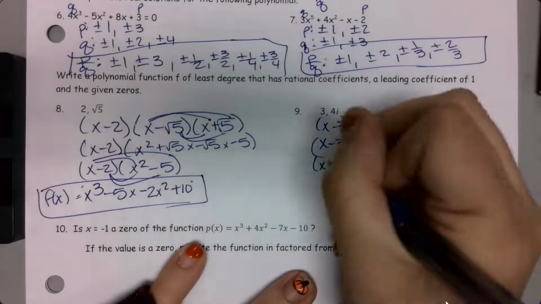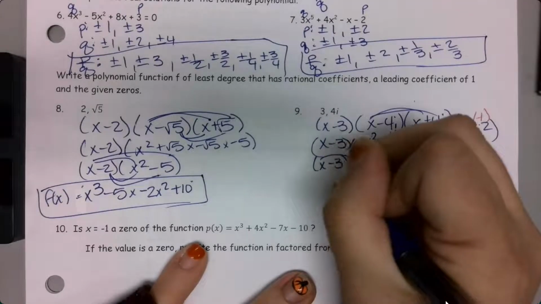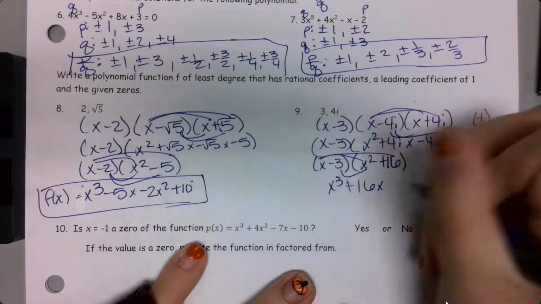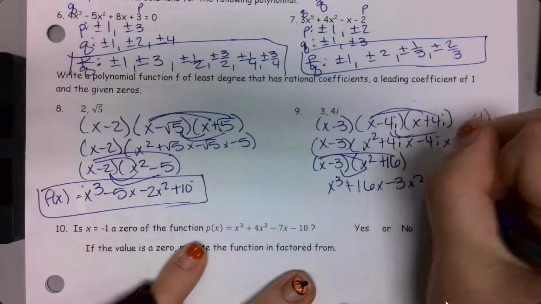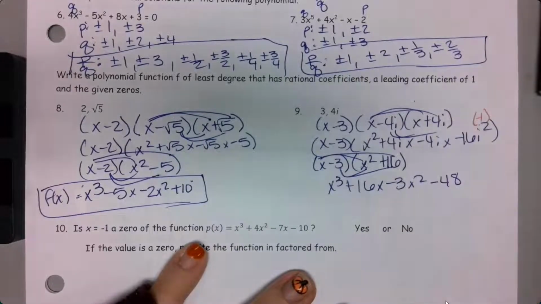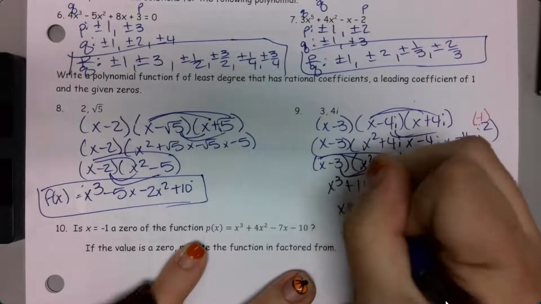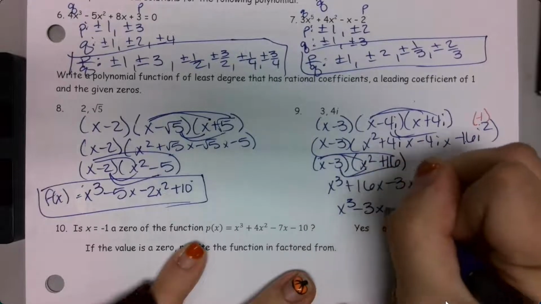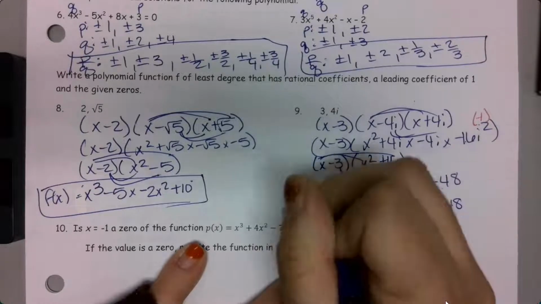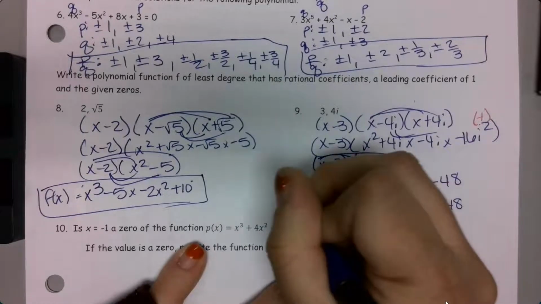And I want to FOIL out. X times x squared is x cubed. X times 16 is 16x. Negative 3 times x squared is negative 3x squared. Negative 3 times 16 is negative 48. I want to rewrite this from highest to lowest for my exponents. And I also want to set it equal to f of x.